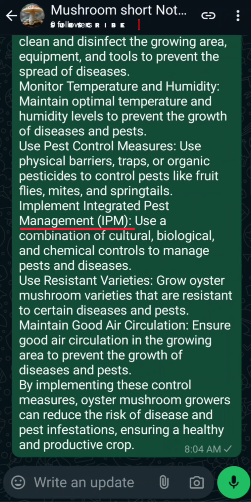Implement integrated pest management, IPM: use a combination of cultural, biological, and chemical controls to manage pests and diseases. Use resistant varieties. Grow oyster mushroom varieties that are resistant to certain diseases and pests. Maintain good air circulation. Ensure good air circulation in the growing area to prevent the growth of diseases and pests. By implementing these control measures, oyster mushroom growers can reduce the risk of disease and pest infestations, ensuring a healthy and productive crop.